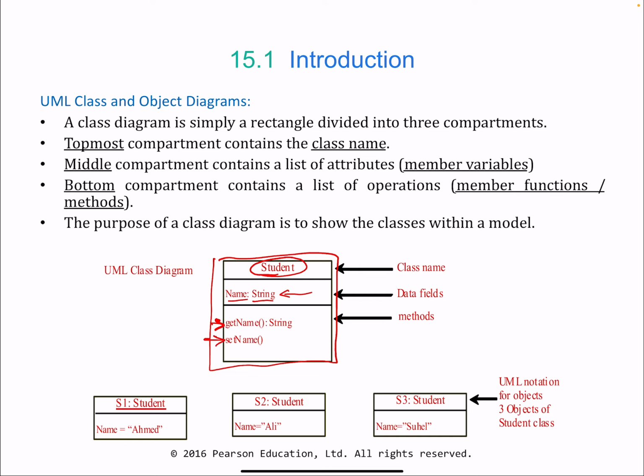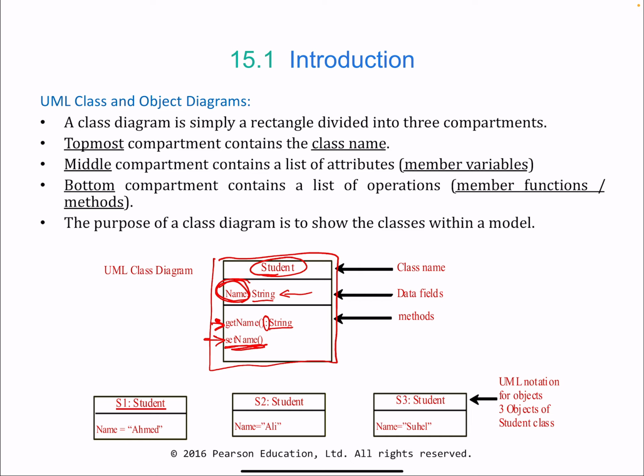One called getName, which, as the name says, returns the value of name, that data member that we have in here. So it returns a string, and that's what's represented by this colon followed by string. And then we have another method called setName. If you want to change the value of the name member variable in an object, we can have a function for that. Now you can see the actual code of these methods is not shown over here, but at this level we don't want to show that.